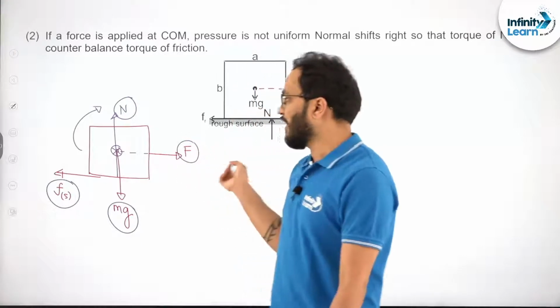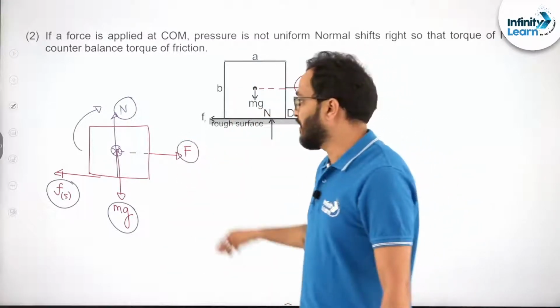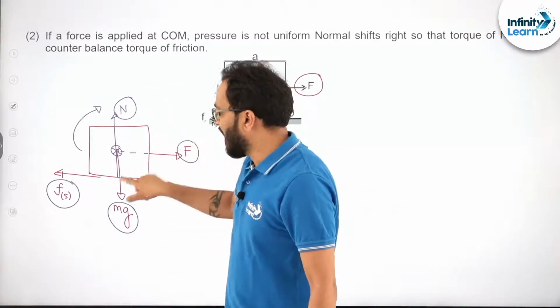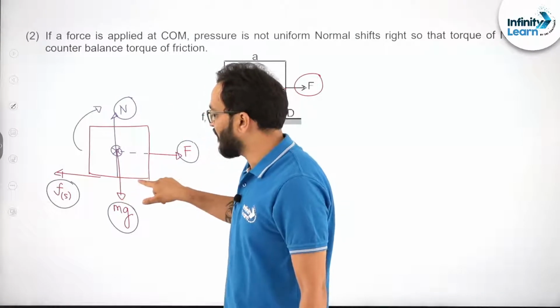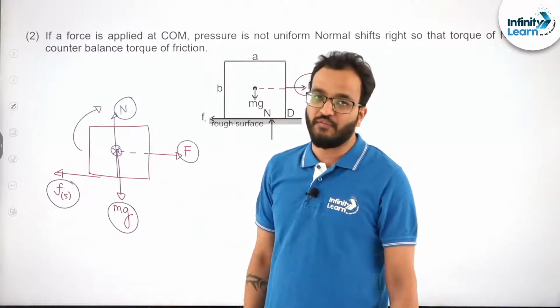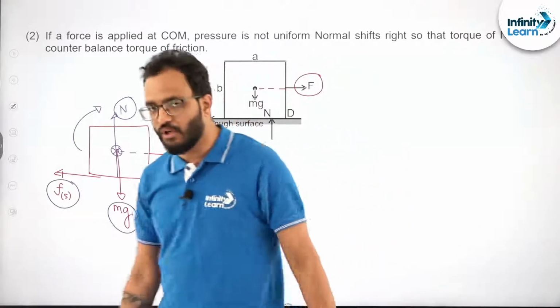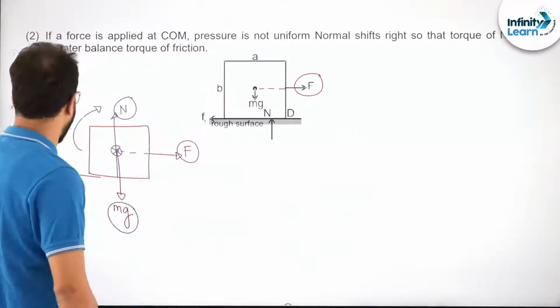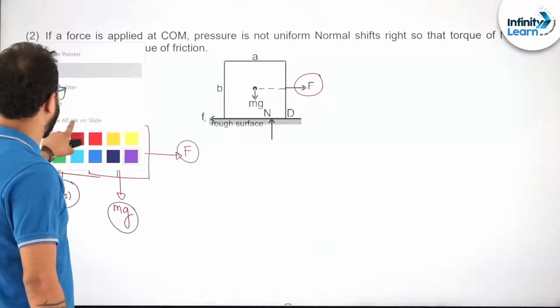So in order to avoid that toppling, what can be done? This normal will shift its position in such a way that it can stop the torque of this particular static frictional force. Or otherwise we can choose another axis also, no problem. So are you understanding this?